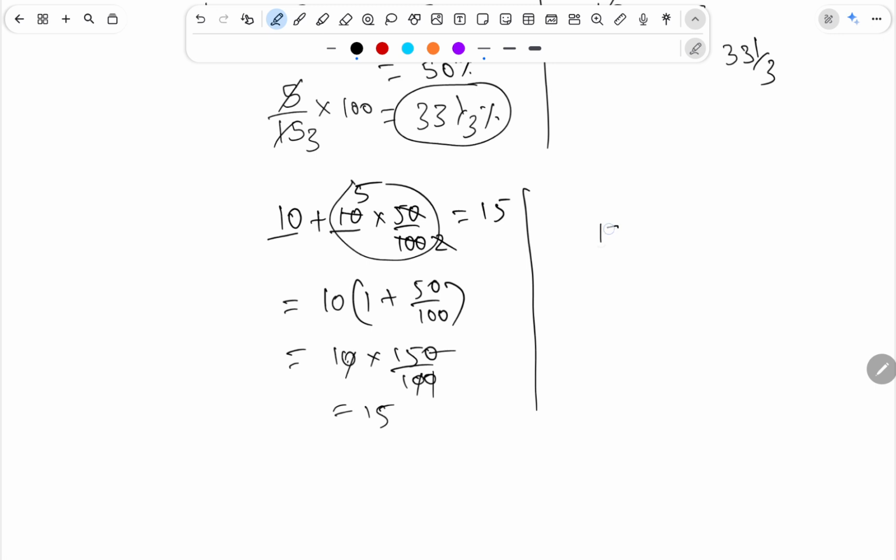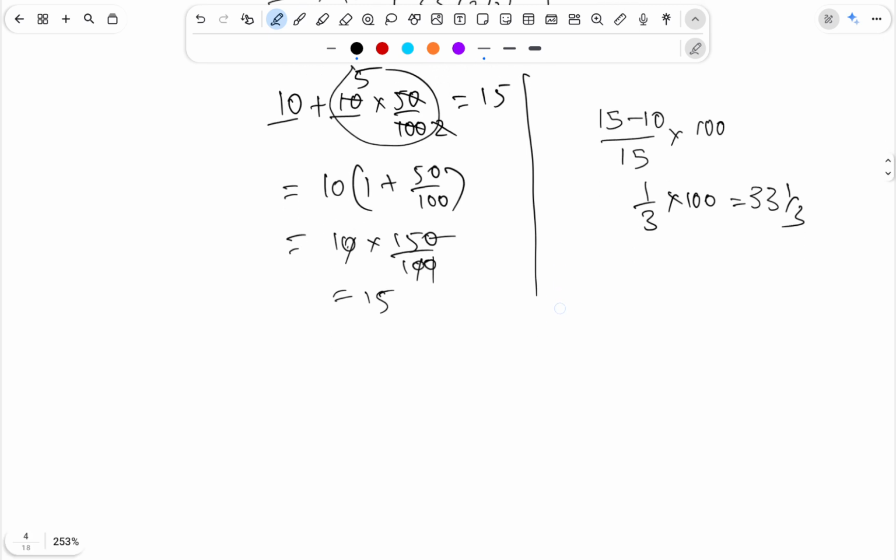Now 15, to go back to 10, what should I reduce? Then in the denominator 15, 5 into 100. So 1 by 3 into 100. Already we know that it is 33 1 by 3. Hope you understood what we are doing. This is how the concept goes.